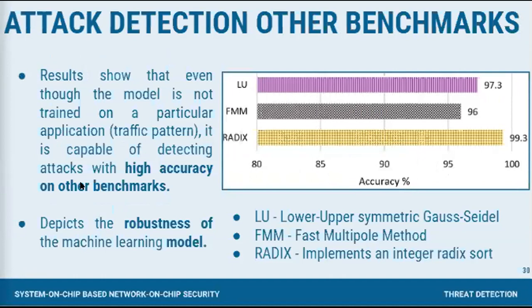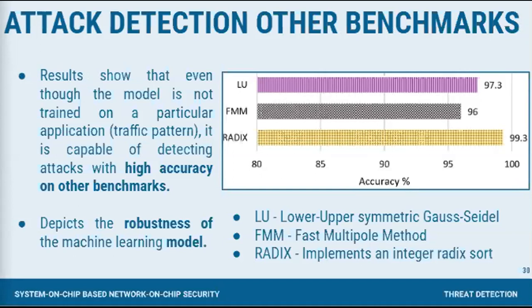The idea that you have to get is that we need to show the model we are using is robust and uses machine learning. The results shown here show that the model is not particularly trained for a certain application mapping, and it is capable of detecting attacks with high accuracy on other benchmarks as well. So these are the setups that we can use when it comes to detecting those attacks.